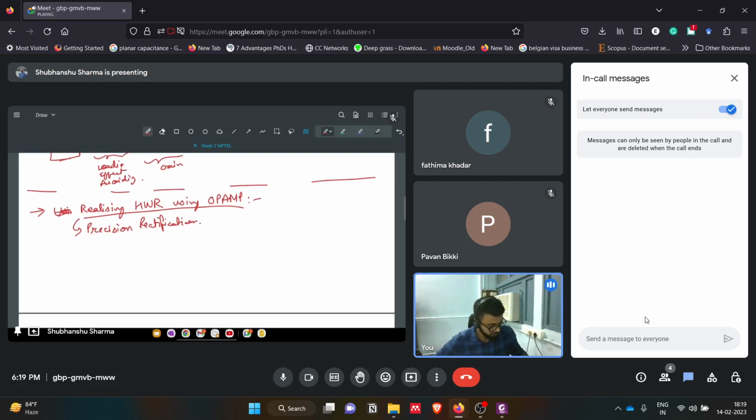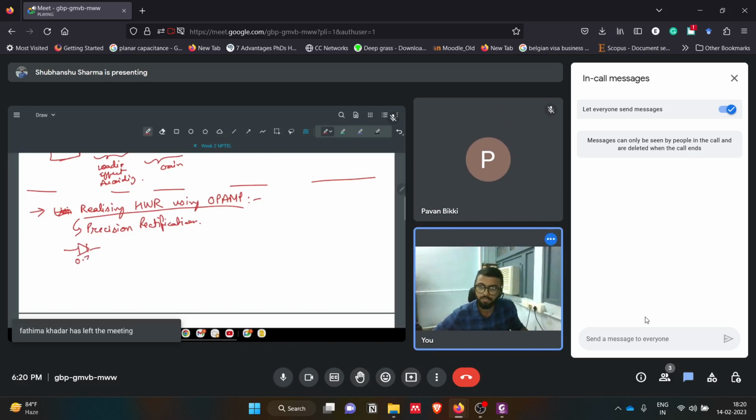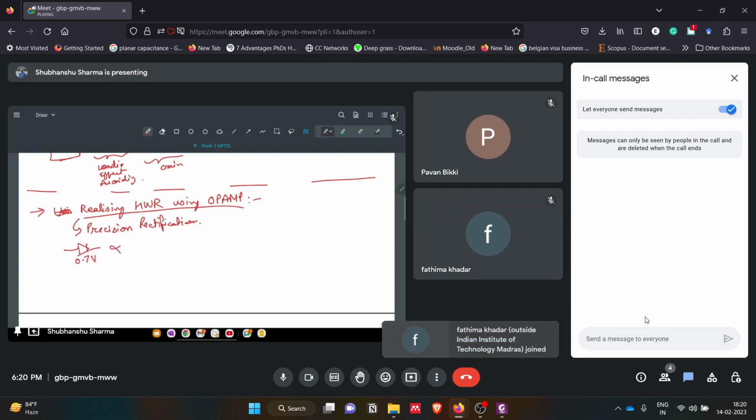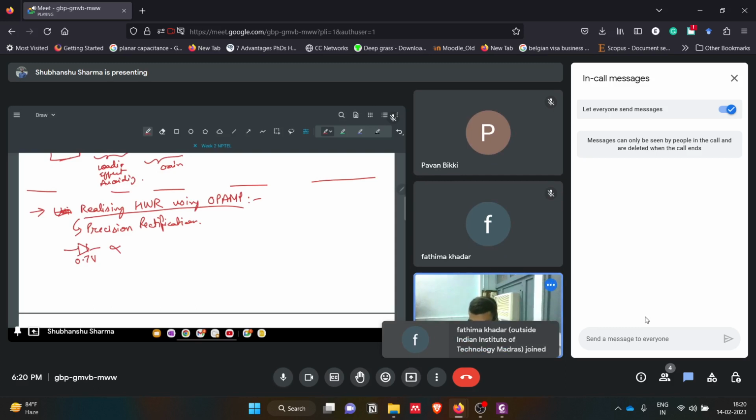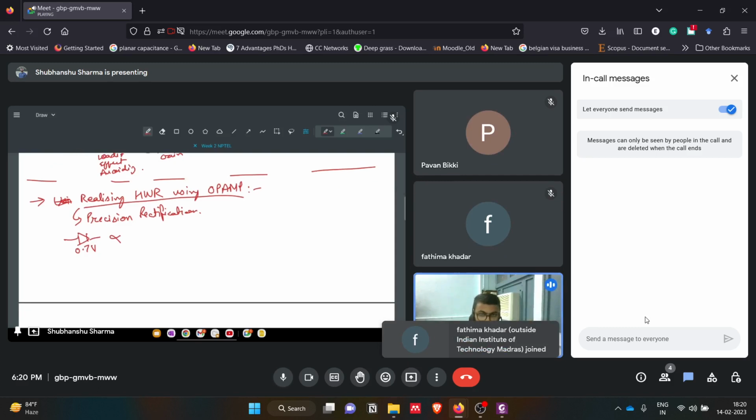So if we are simply using a diode, then there will be this voltage drop. Below that, if we have to rectify a signal which is less than 0.7 volt, we won't be able to do it with this. That's why we need precision half wave rectification. Then how will we realize that using an op amp?